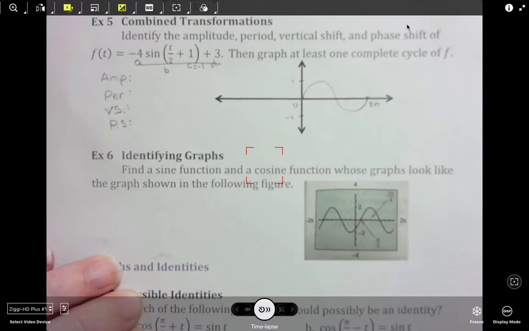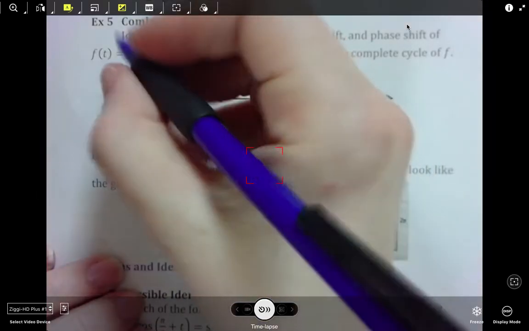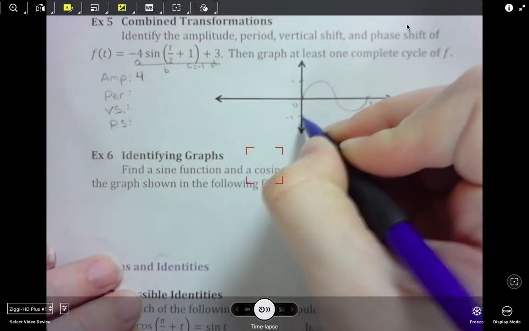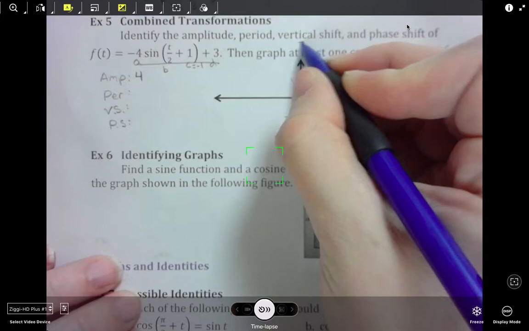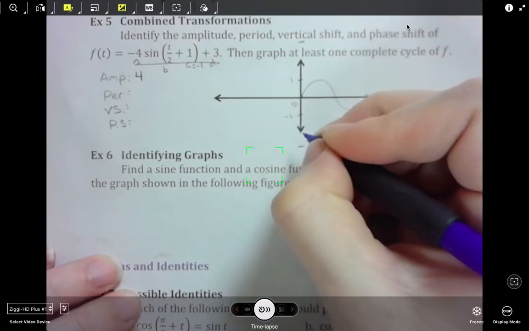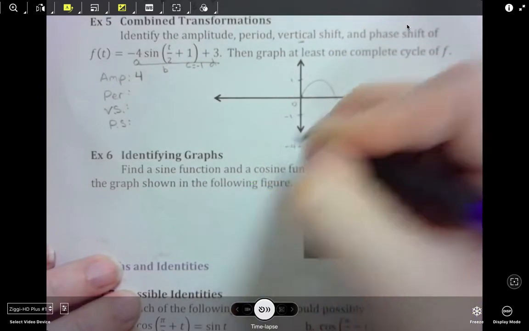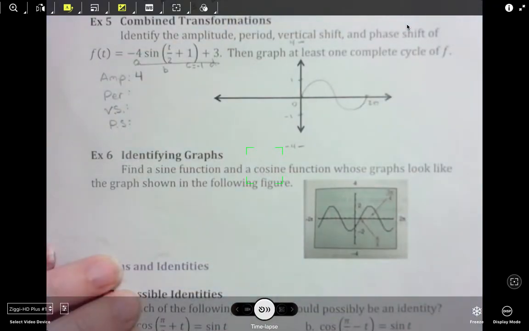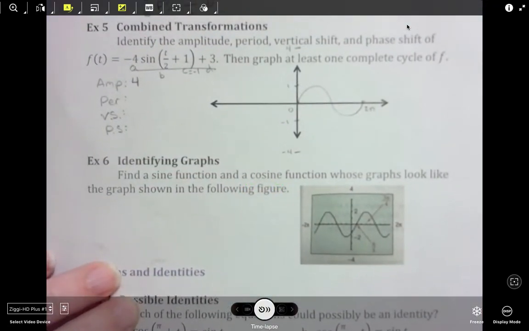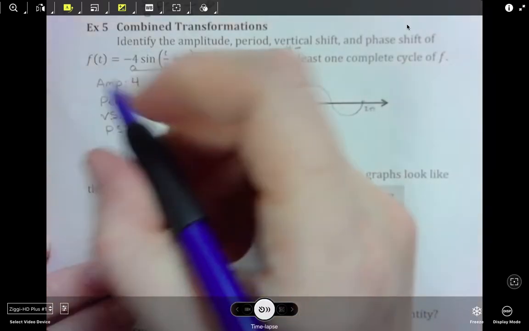Okay, amplitude. Amplitude is your A, but amplitude is not negative 4. Get that out of your head. Amplitude is positive 4, okay? So that means instead of going from 1 to negative 1, I'm going from 4 to negative 4. Oh, dang. I did this way wrong. I should have made my graph a little bit smaller. That's okay. We'll just run into some words up there. That's fine. So 4 to negative 4. That's what my amplitude is going to be.